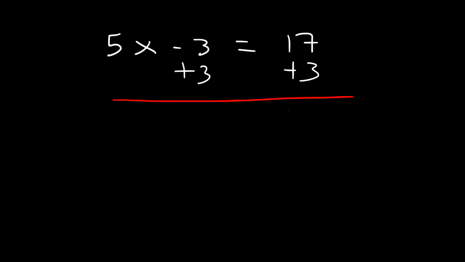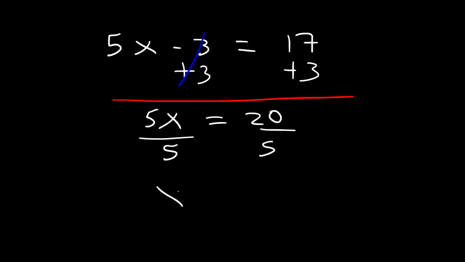So this is going to be the last example for this video. Go ahead and solve the equation. So in this example, what we need to do is add 3 to both sides. 17 plus 3 is 20. So 5x is equal to 20. Next, let's divide both sides by 5. 20 divided by 5 is 4. And so that's going to be the solution to this equation.